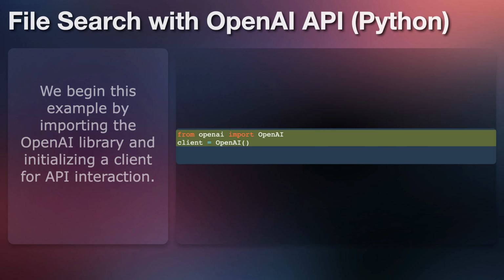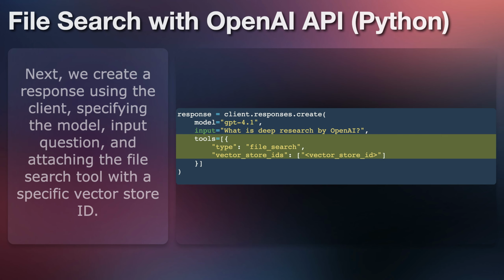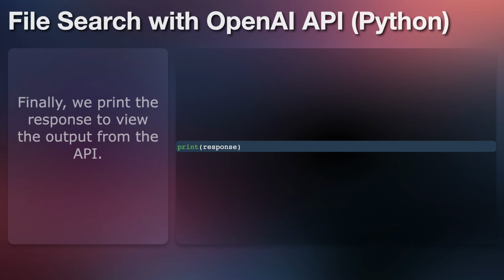We begin this example by importing the OpenAI library and initializing a client for API interaction. Next, we create a response using the client, specifying the model, input question, and attaching the file search tool with a specific vector store ID. Finally, we print the response to view the output from the API.